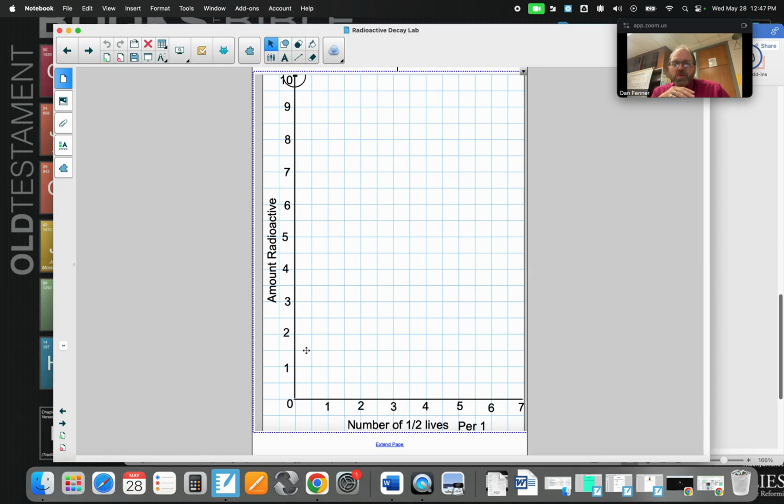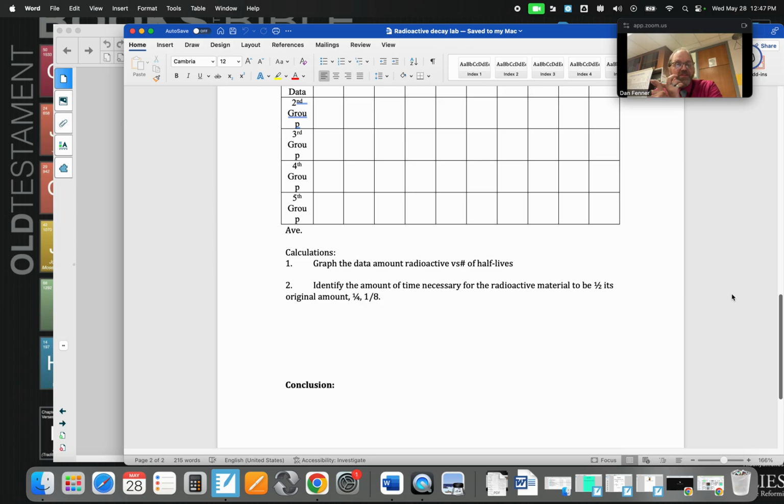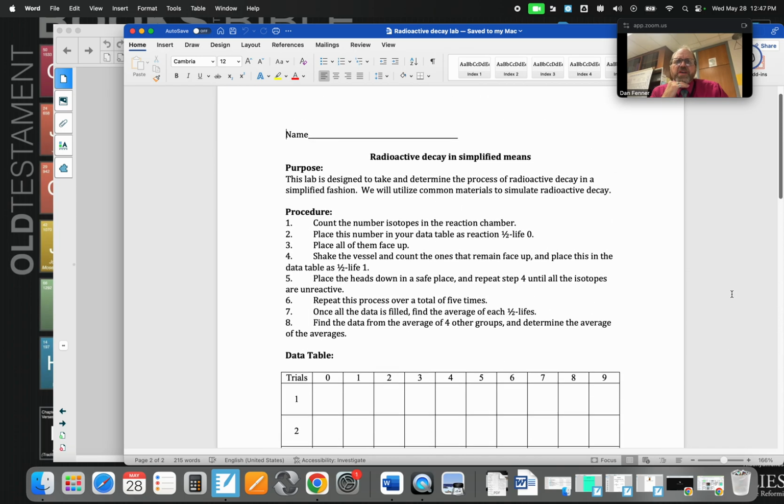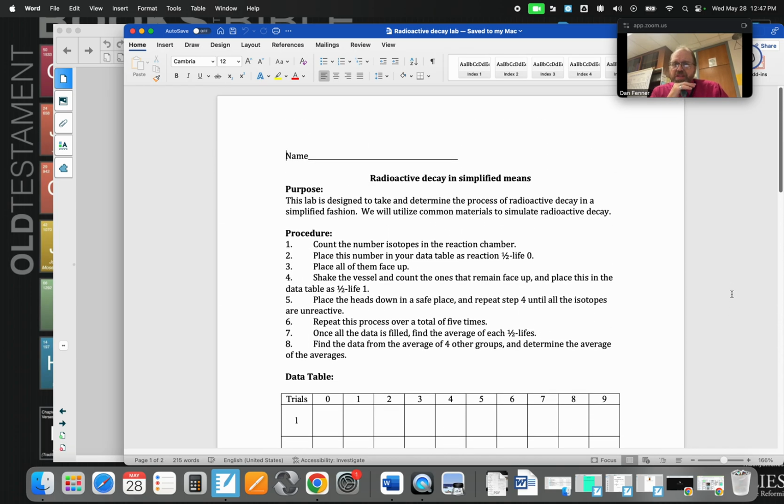Once you get that information, we're going to see the number of half-lives, and they should follow that process. So half of it should be around 5, a quarter of it should be around 2.5, and an eighth of it should be around 1.25. So we should be going down as we go. Make sure you do the conclusion there. And it's just a fun lab to go through and identify the process of radioactive decay.